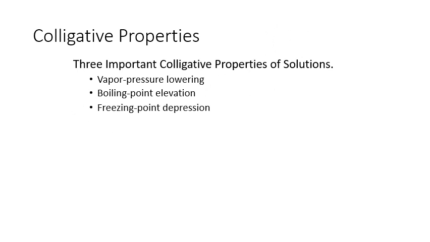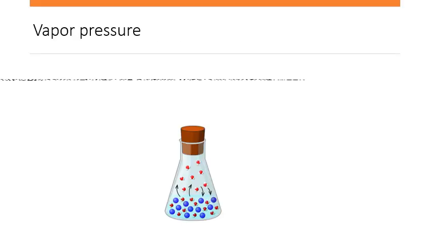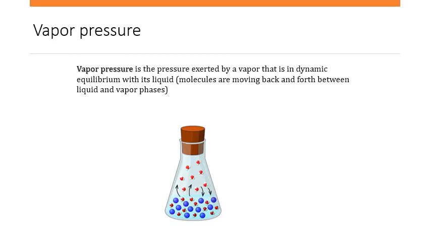So the first one, vapor pressure lowering. Let us see what vapor pressure is first. Vapor pressure is nothing but the pressure exerted by a vapor that is in dynamic equilibrium with its liquid. So molecules will be moving back and forth between the liquid and vapor phase. When it is in dynamic equilibrium, the pressure created in the vapor phase is called vapor pressure.